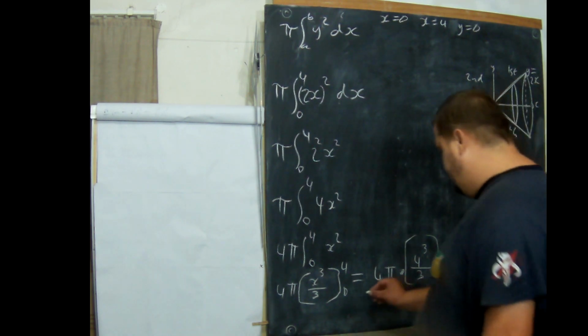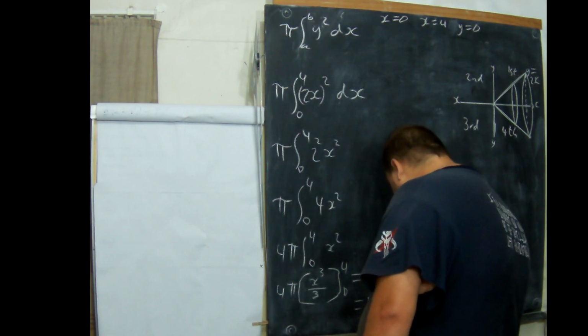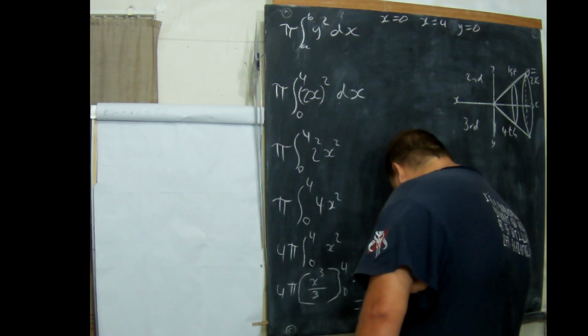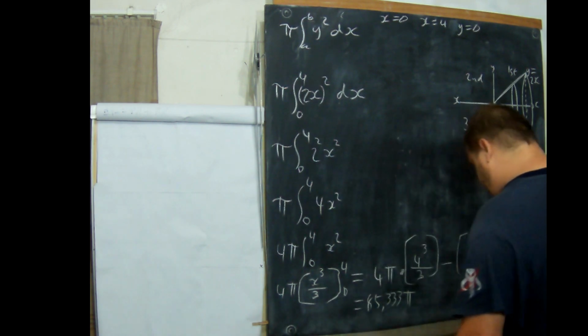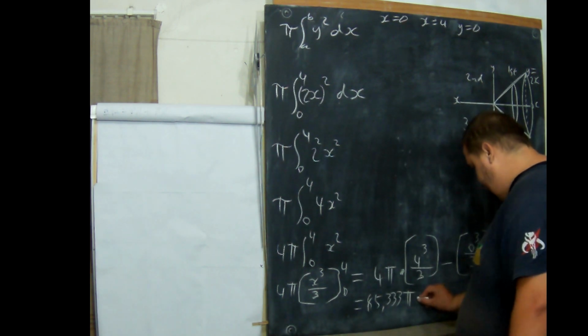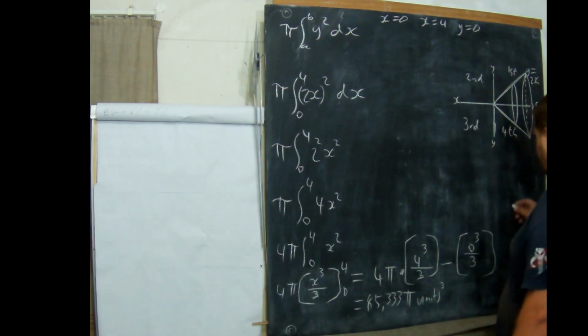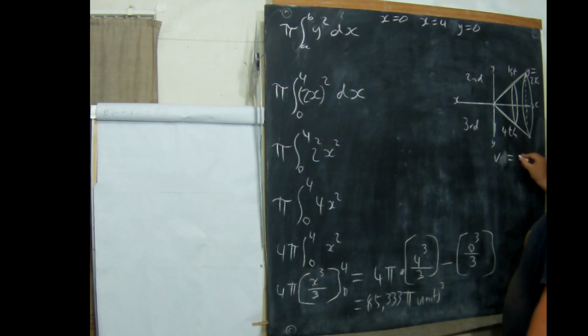Okay, so in this case, we are left with 85.333 pi, units cubed. Right, so V is 85.333 pi.